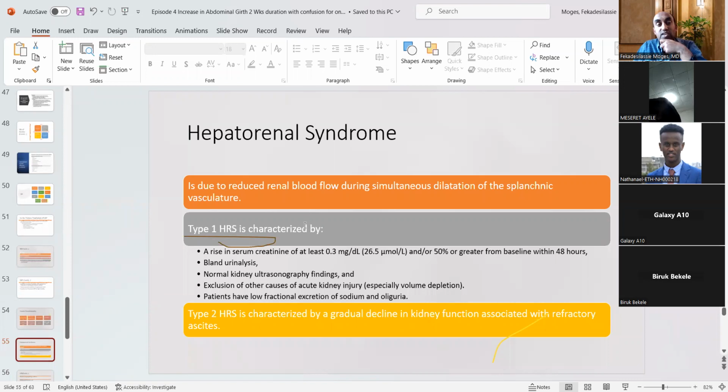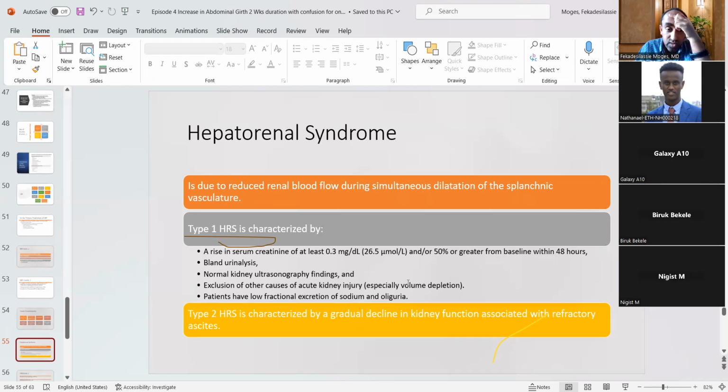ሄፓቶሬናል ሲንድሮም ፔሸንታችን ያለው ይመስላል። ታይፕ 1 እና ታይፕ 2 ተብሎ ፈርዘር ክላሲፋይ ይደረጋል። ኢትስ ዲው ቱ ሪዲዩስድ ሬናል ብለድ ፍሎ ዲው ቱ ሳይመልታኒየስ ዳይሌቴሽን ኦፍ ዘ ስፕላንክኒክ ቫስኩሌቸር ነው። ስለዚህ ሬናል ብለድ ፍሎ ኮምፕሮማይዝድ ይሆናል። Type 1 is a rise in serum creatinine of at least 0.5 or above, or 50% or greater from the baseline within 48 hours. Urinalysis is bland most of the time. Normal kidney ultrasonography, exclusion of other causes of acute kidney injury, especially volume depletion. It's a diagnosis by exclusion.